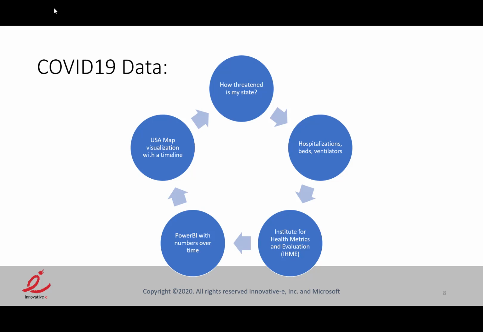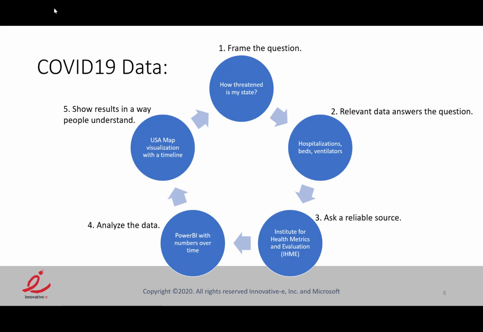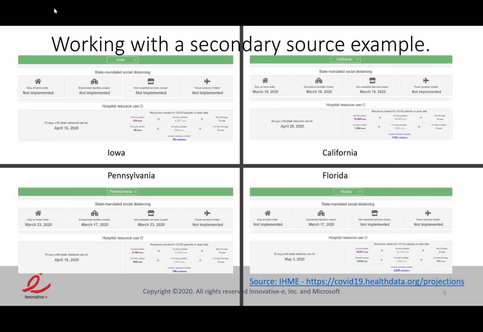So to study this, we're going to use a tool called Power BI, and we're going to take a look at the numbers over time. So that's the analysis tool set that we'll use, and ultimately we'll put that together in a map of the United States as a visualization that proceeds over the course of time so that we can see just how big an impact this virus has in the various locations. So again, frame the question, find relevant data, and then go get a source for that relevant data, analyze that data, and then show results in a way that people understand. So those are the 5 steps that we're going to go through for COVID-19.